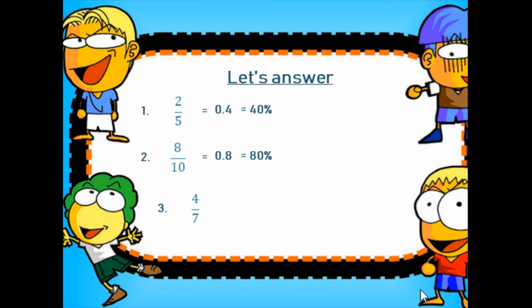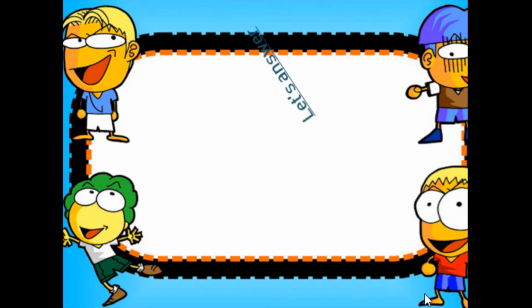1/4. 4/7. 4/7 is equal to 0.57. Therefore, its percentage form is 57%. You got this 3 right? Okay, that's good. How about the 4th item?